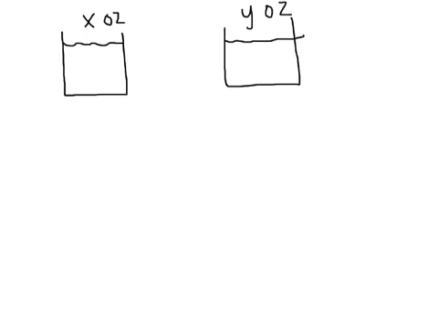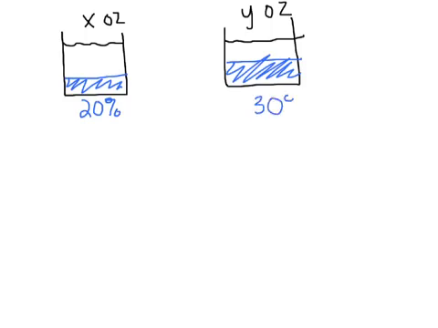Now, in this first container, 20% is acid. Okay? So not the entire container is acid. It's probably acid mixed with water or some other solvent. In the second container, 30% is, whoops, well, you get the idea. So 20% is acid here. 30% is acid here. And if I add the 2 acids together, I have 9 ounces.